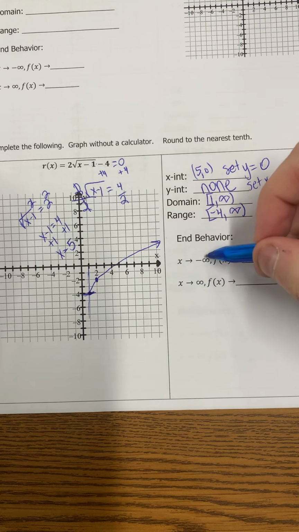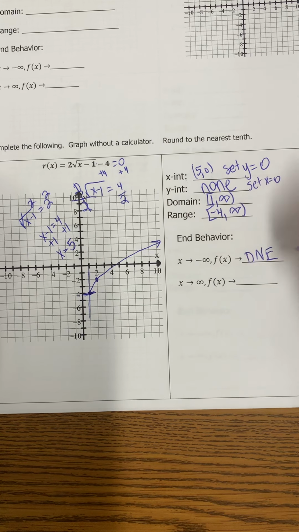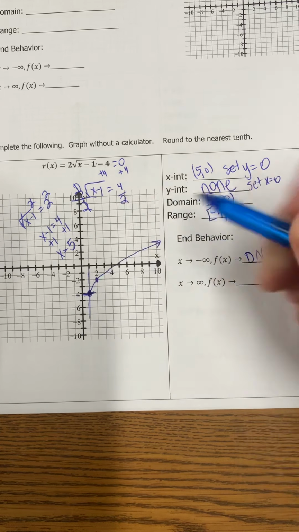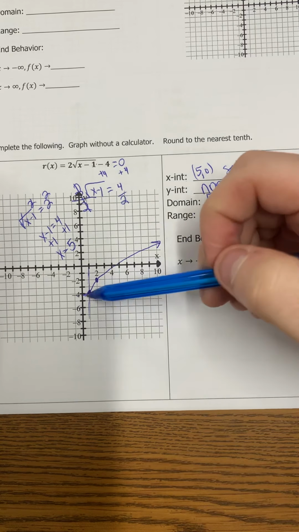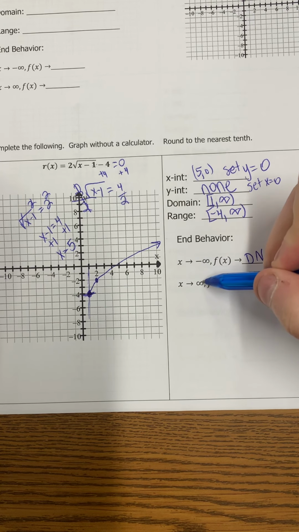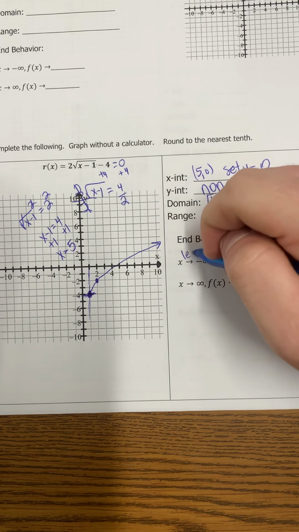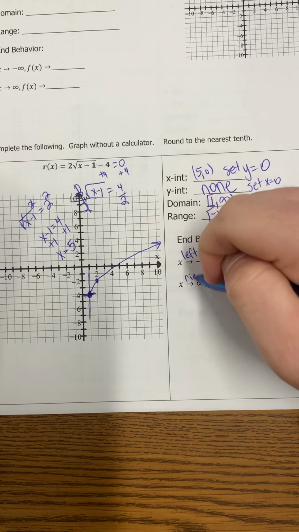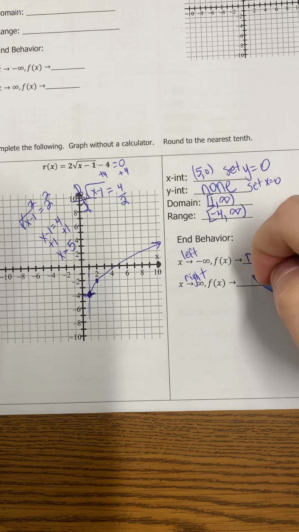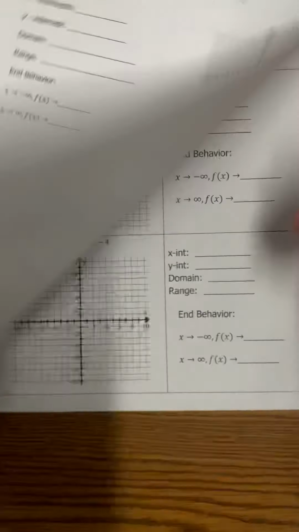Our end behavior as x goes to negative infinity: this doesn't exist. The reason it doesn't exist is because our graph stops right there, and if we're talking about as x goes to negative infinity, that's just not possible. So as x goes to positive infinity, as we go further to the right, the first statement is talking about the left side of the graph. The second statement is talking about the right side of the graph. So as we go further to the right, our graph's clearly growing up to infinity.